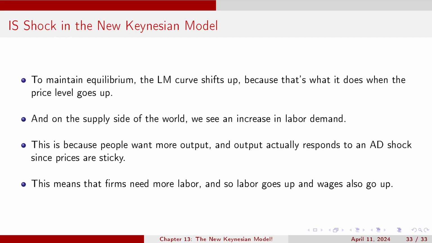Right? So to maintain that equilibrium, the LM curve shifts up because, well, that's what it does when the price level goes up. On the supply side, there's an increase in labor demand. And it's because people want more output. Output responds to an aggregate demand shock here because prices are sticky. So firms need more labor to satisfy that demand shock. So labor goes up, wages go up. And these are the short-run responses to a monetary policy and fiscal policy shock in the new Keynesian model.